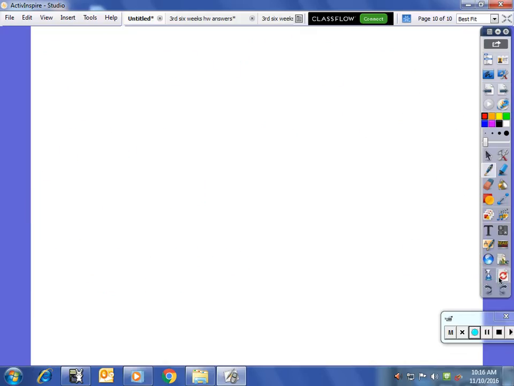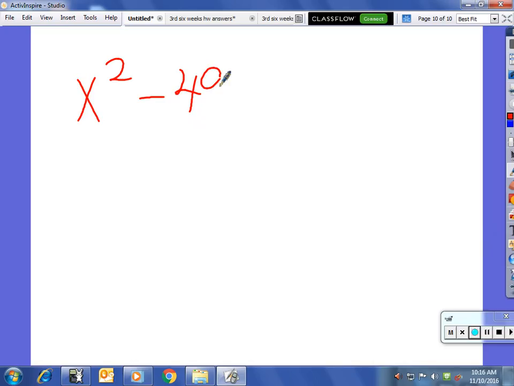Okay, next problem. How about x squared minus 49? Again, what's missing here? The b value. Could I rewrite this and force there to be a b value in the middle? And what would it be? X squared plus 0x minus 49.